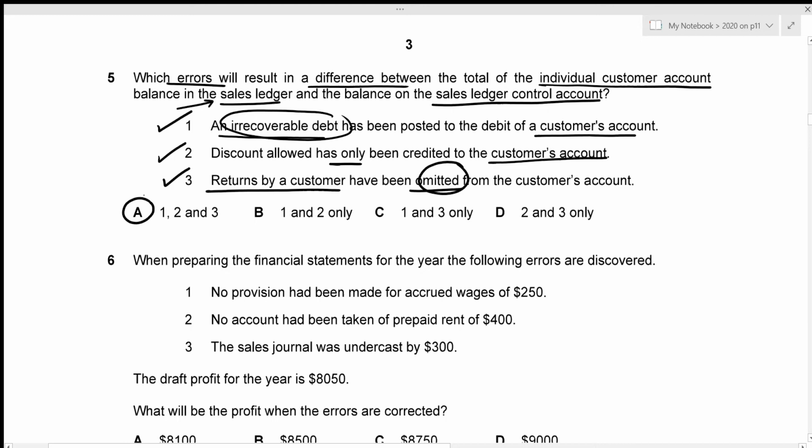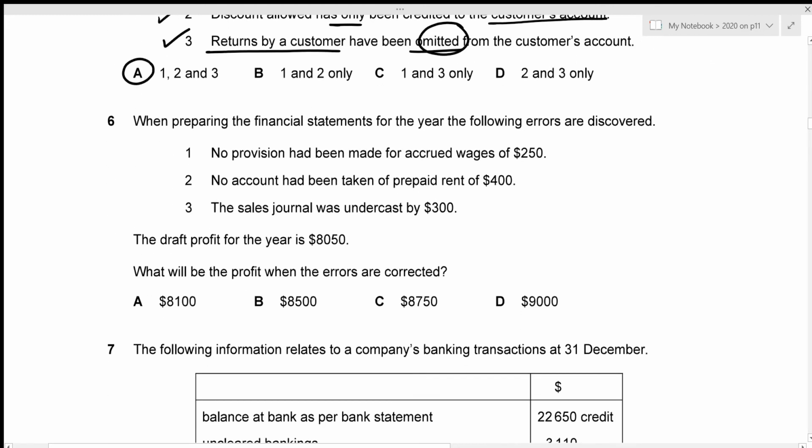Now we can move towards question number 6. When preparing the financial statements for the year, the following errors were discovered. We are given the draft profit for the year to be 8,050 and we need to figure out the correct profit. So let's start with our draft profit, which is 8,050. Let's have a look at the first error. No provision had been made for accrued wages of 250.